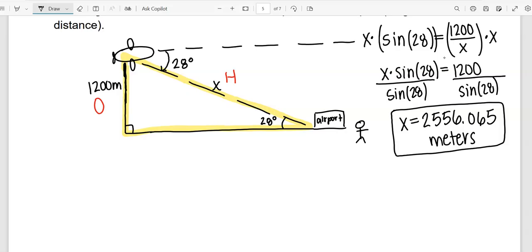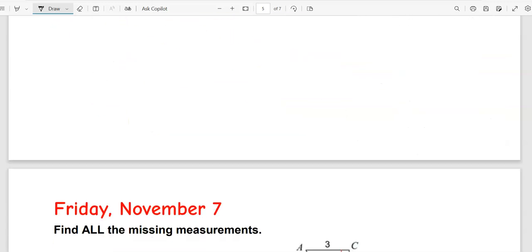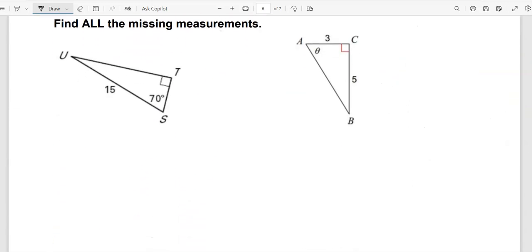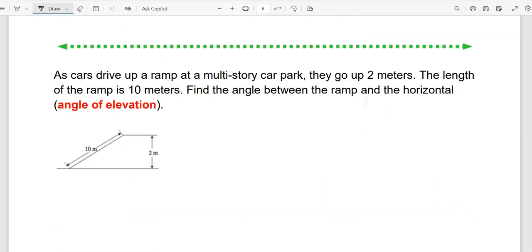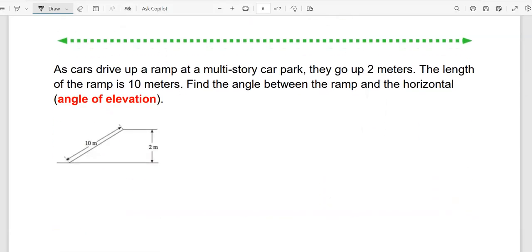What questions do we have on this? So tomorrow we're going to do 2 examples where we're finding all of the measurements. So notice on the first triangle, we'll have 2 sides to find, 1 angle to find. On the second triangle, we have 1 side and 2 angles to find. So we're going to be finding all the angle measurements there and all the side measurements there. And then we have 1 more angle of elevation problem or angle of depression problem to do tomorrow. That's going to be before our test. And then you'll have a quick 3-minute test tomorrow.